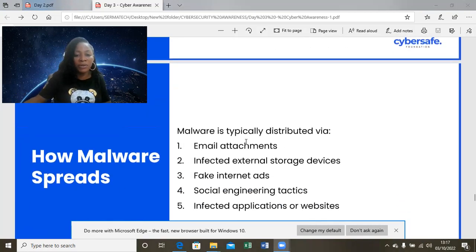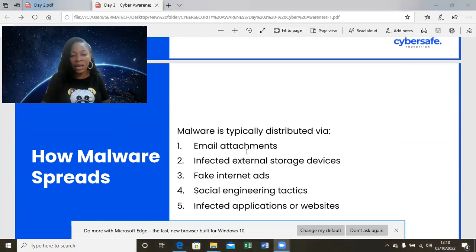Now, how does malware spread? Malware is typically distributed via email attachments. Be very careful of that email attachment you download into your devices. Infected external storage devices like flash drives, hard drives, and the rest. So these are some ways. If a flash drive that already contains files with malware in them is attached to your own device, it immediately transmits the malware into your computer.